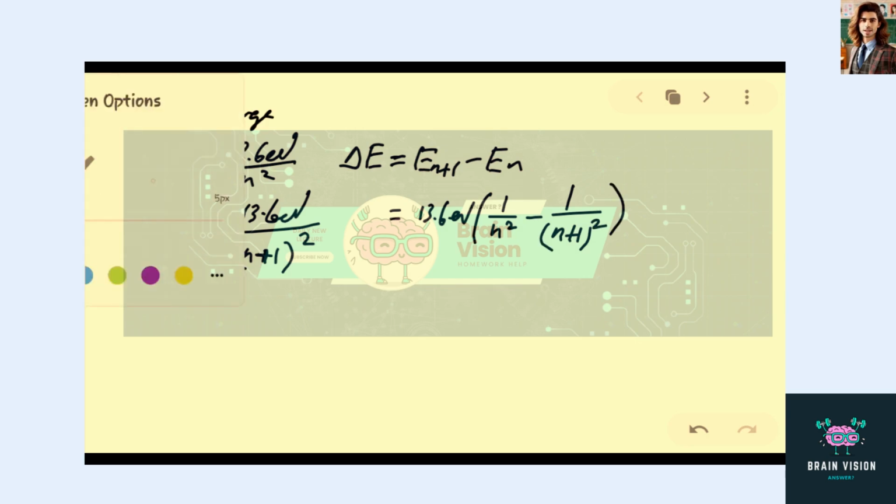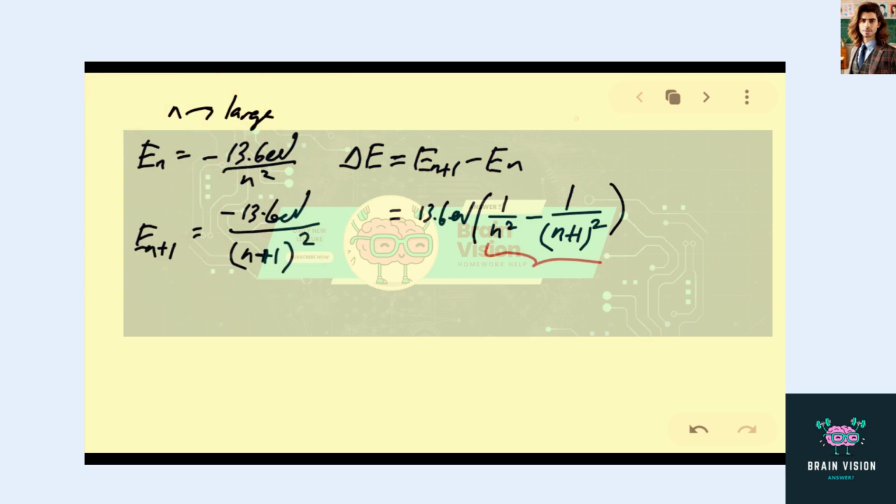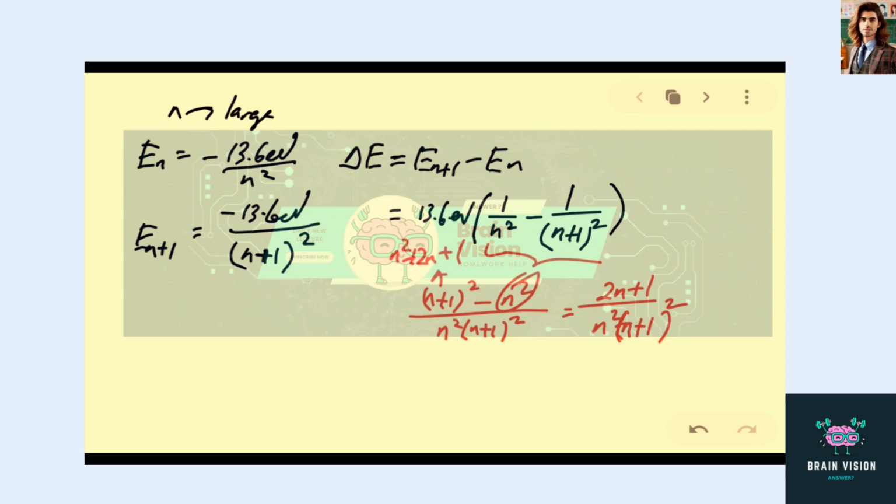Now to simplify this fraction a little bit, we can combine them together. So we get n plus 1 squared minus n squared over n squared times n plus 1 squared. We open up the brackets a bit. This will become n squared plus 2n plus 1 minus n squared. We get 2n plus 1 over n squared times n plus 1 squared. So therefore the expression becomes 13.6 eV times 2n plus 1 over n squared times n plus 1 squared.